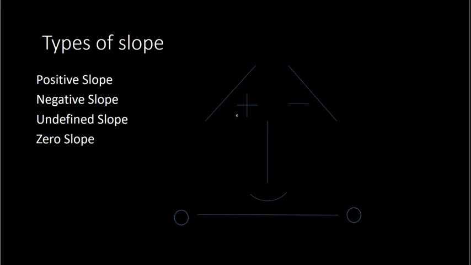And so what we have here is a little way to remember the different types of slope. We have positive, negative, undefined, and 0 slope. And we give this guy a little name, and his name is Mr. Slope Guy. So he can help you as you try to remember which types of slope we have.